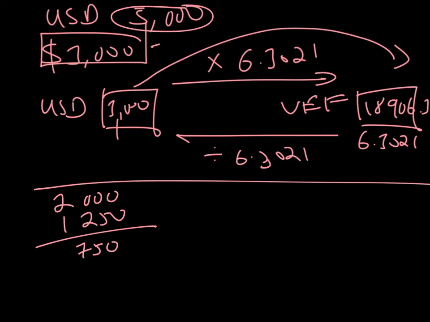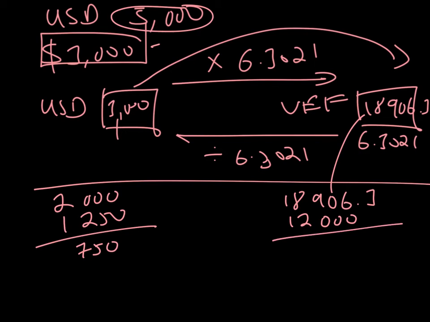Now, we also know he spent a lot of the Venezuelan bolivars. So at the start of his trip, we just worked out in part A that he had 18,906.3 bolivars, and we're told during his trip he spent 12,000. So at the end of his trip, he was left with the difference, which would have been 6,906.3. But remember, that is in Venezuelan bolivars.